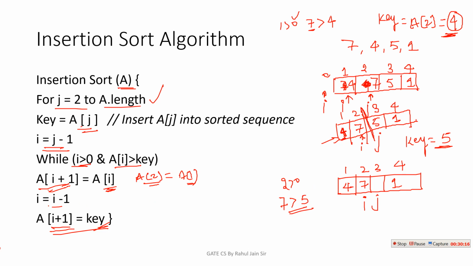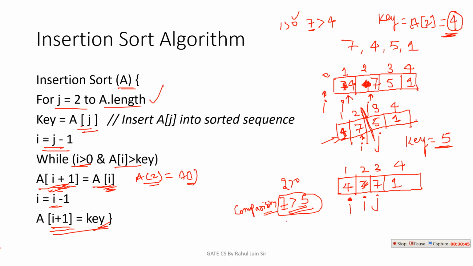So in that case, what do I need to do? A of I plus 1 equals A of I, meaning I need to move this 7 to here. After this is the comparison. I am comparing 7 with 5. If it is greater, I need to move it to the next place. And now I equals I minus 1. So now I will denote here.